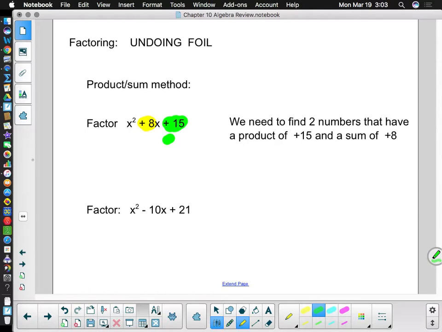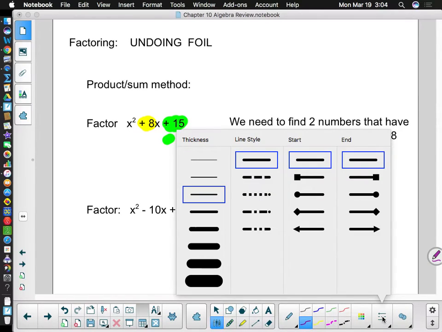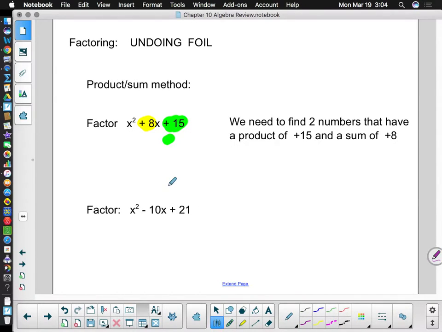And the product sum rule tells me that I need two numbers that have a product of this last number here. So whatever my two magic numbers are, we'll call them magic numbers, we'll say a times b has to equal 15, and a sum of this middle term, so a plus b has to equal 8. I've got to find two magic numbers that give me a product of 15 and a sum of 8.